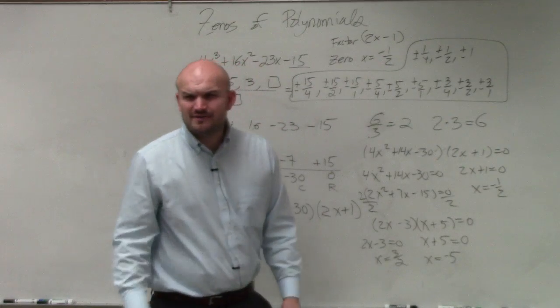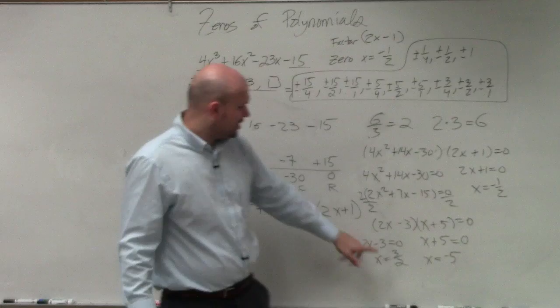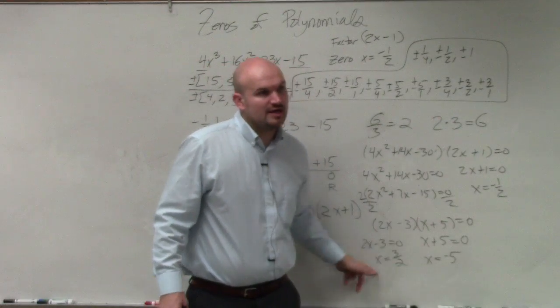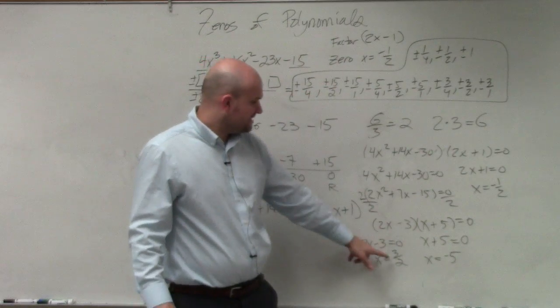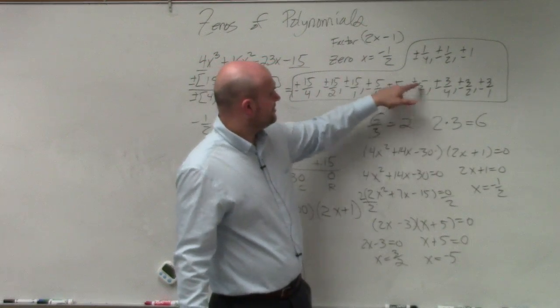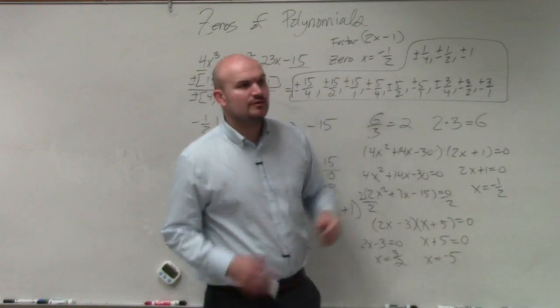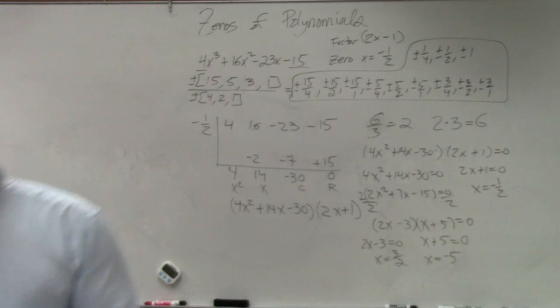How many zeros do I have? 1, 2, 3. How many zeros am I supposed to have? 3. Are these zeros all real? And are they all rational? Are they all in this list? Do you guys see 3/2 in here? Yep. Do you guys see a negative 5? Yep, negative 5 over 1. And we already knew negative 1/2. So there we go. Done. Kind of cool, right?